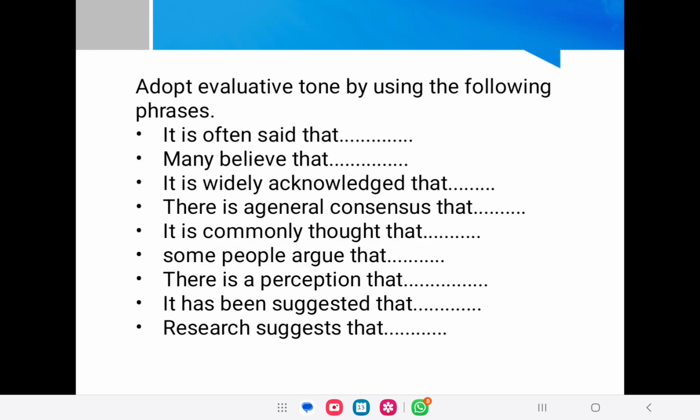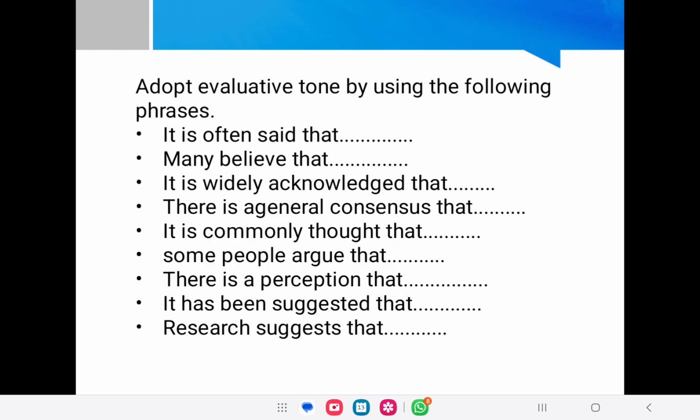Now, once you have written the introduction, we are going towards paragraph number 2, body of the letter, body of the speech. Adopt an evaluative tone by using the following phrases. When you write, there are different people, certain characters in the text that you have been given. You are not going to talk about those. You are going to use a generalized tone, and talk generally about those people and about the points given in the text.